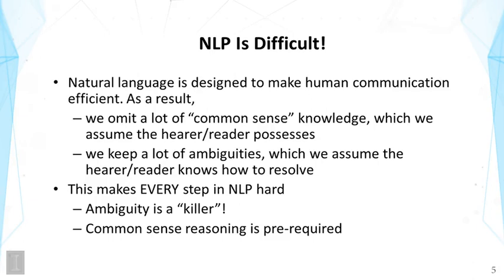Right? There are other languages designed for computers, for example, programming languages. Those are harder for us. Right? So natural language is designed to make our communication efficient. As a result, we omit a lot of common sense knowledge because we assume everyone knows about that. We also keep a lot of ambiguities because we assume the receiver or the hearer could know how to disambiguate an ambiguous word based on the knowledge or the context.